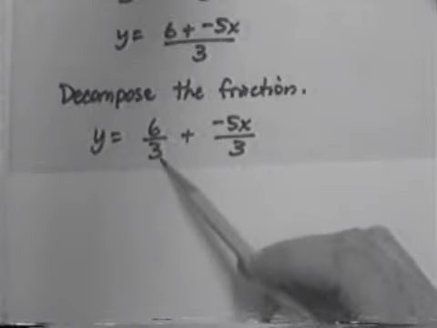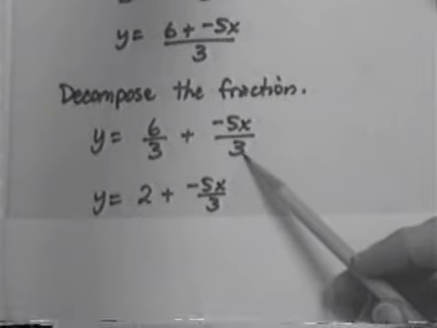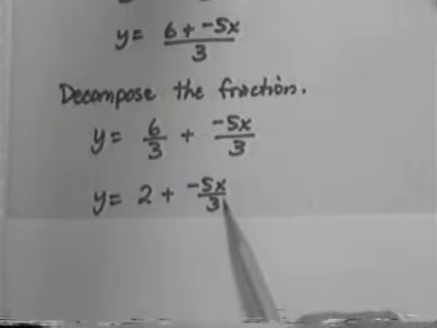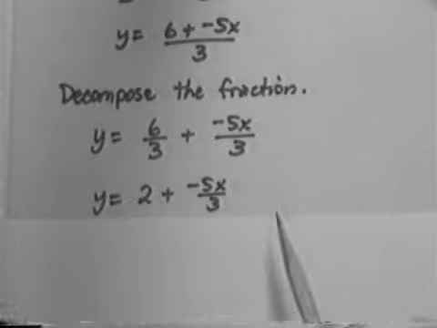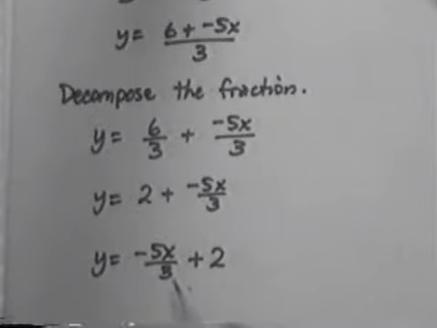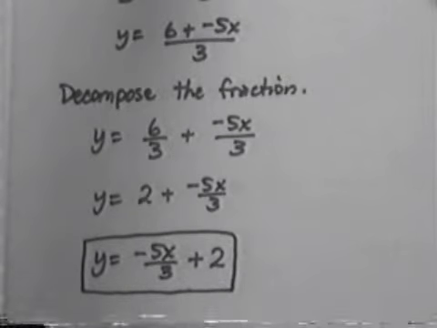Now, in the first fraction, 6 over 3 can be reduced to 2. And so we write y is equal to 2 plus negative 5x over 3, which cannot be reduced, and so it remains as it is. Here's another version that can be left as the answer. However, our preference when we're writing an expression that has a constant and a variable term is to leave the constant at the end. And so, our preferred form, the best form, is y is equal to negative 5/3 x, or negative 5x over 3, plus 2. This is the form that we will keep as our final result.